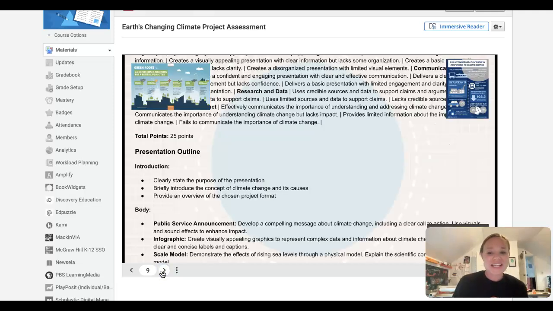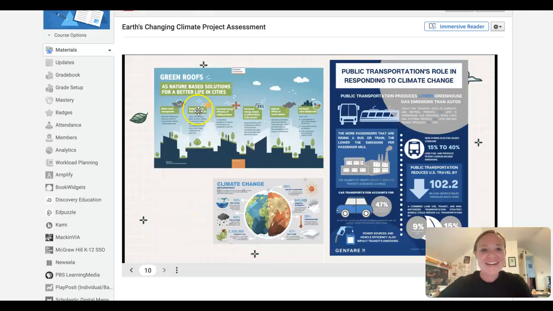So some examples. Oh, these got kind of messy. Hold on one second. All right, here's some examples of some one-page infographic posters that you could create. So just thinking about making sure it's really colorful and organized, and what information we really want our audience to know.